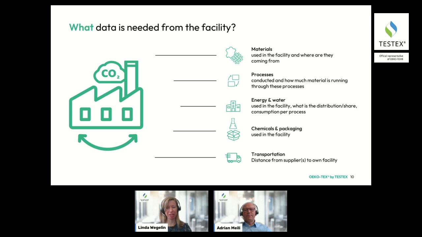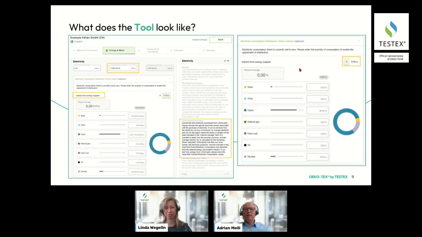Shall we give the participants an example of how that data looks? Yeah, that might be a good idea. If you maybe can go into an example of how it looks. Thank you. Yeah, that's the tool. Like in this one tab, as mentioned before, there are 5 tabs, and the one tab we are having a look at here is now the energy and water.